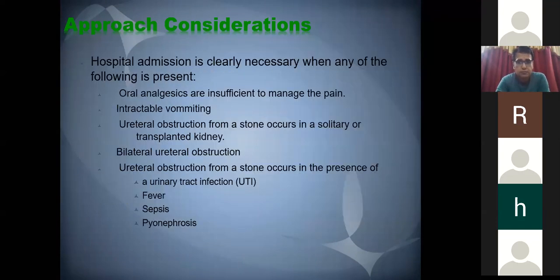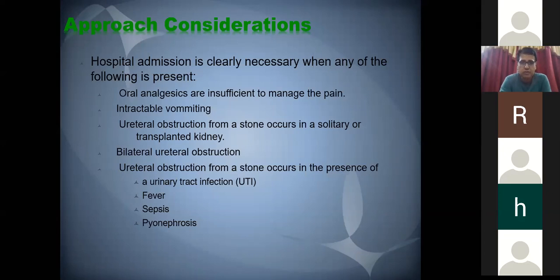When you admit a patient to hospital, you start with oral analgesics. A patient needs to be admitted when oral medication is not working, the patient has severe pain which is only treatable with IV analgesics, vomiting which is not settling down, or the patient has developed a UTI. If the patient has a fever and you suspect pyelonephritis or pyonephrosis associated with the ureteric or renal stone, then you cannot let him go home.